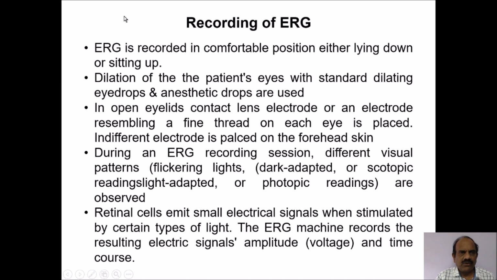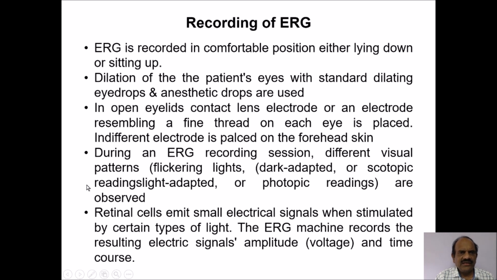How is this ERG recorded? ERG is recorded with the patient in a comfortable position, either lying down or sitting up. Dilation of the patient's eye with standard dilating eye drops is done, and anesthetic drops are also used. With the eyelids open, a contact lens electrode or an electrode resembling a fine thread is placed on each eye. An indifferent electrode is also used, which is placed on the forehead skin.